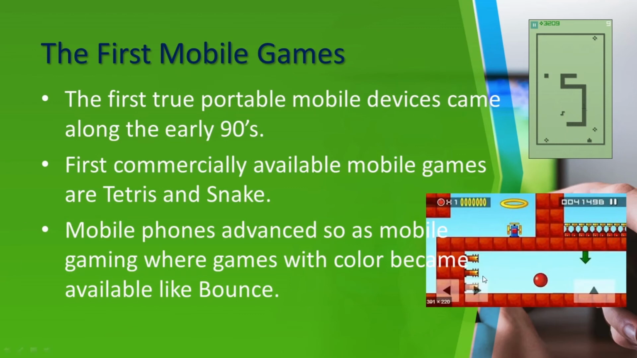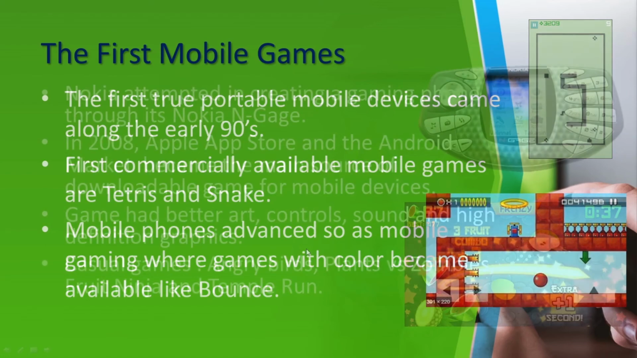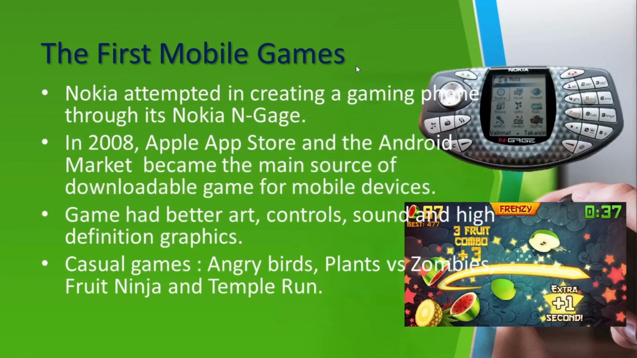These games were basically available on Nokia phones way back in the 90s. Mobile phones advanced so much that games with color became available, like Bounce. So this is the game Bounce. Okay, so next, Nokia attempted to create a gaming phone through its Nokia Engage.